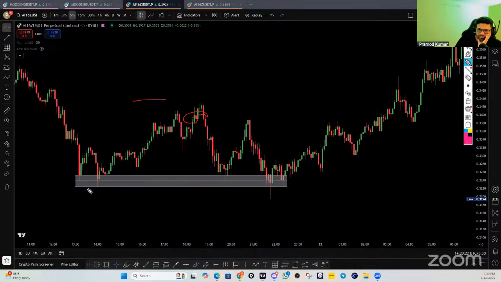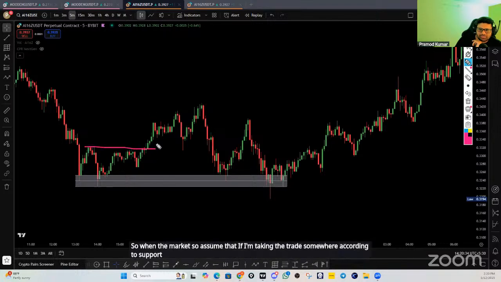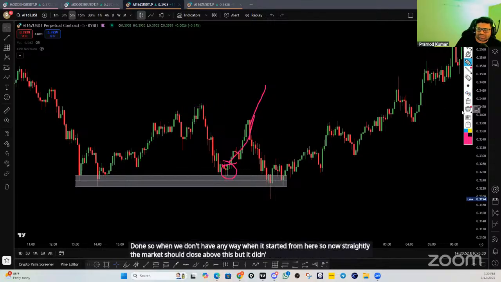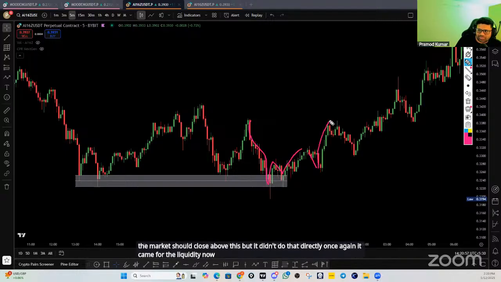So what you have to do? See, assume that I'm taking the trade somewhere according to the support. We got the breakout, fine, every time it was breaking. But in this case, we got the breakout downside. So when we don't have any wave, when it started from here, the market should straightaway close above this, but it didn't do that. Directly, once again, it came for the liquidity sweep. Now here you can see, sir, it started making lower highs.